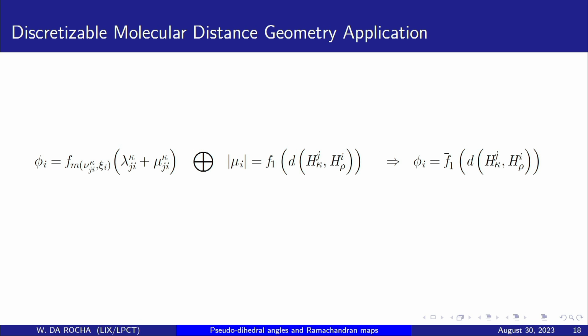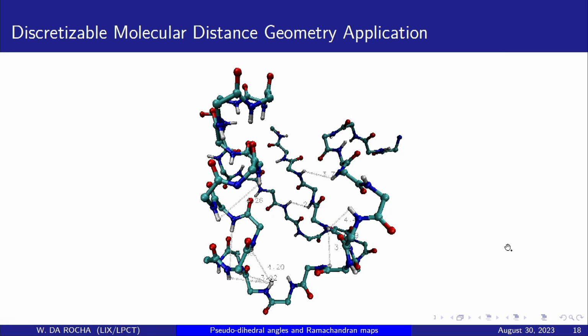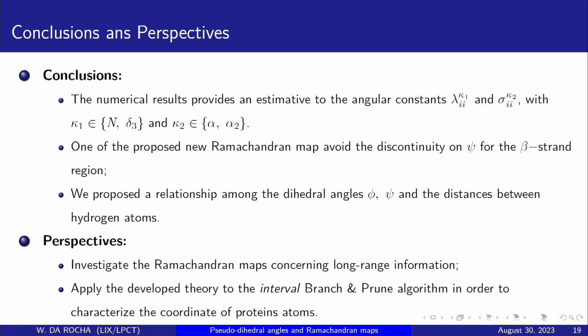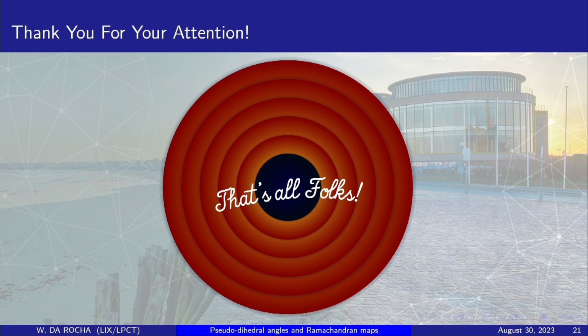Here we have quickly the angles phi and psi defined in relation to the hydrogen distances. This is how we can use this representation to deal with long-range hydrogen distances, because we can convert those long-range distances to phi and psi. And then these are just the conclusions, which I already said. I would like to acknowledge my institutions, and thank you for your attention.